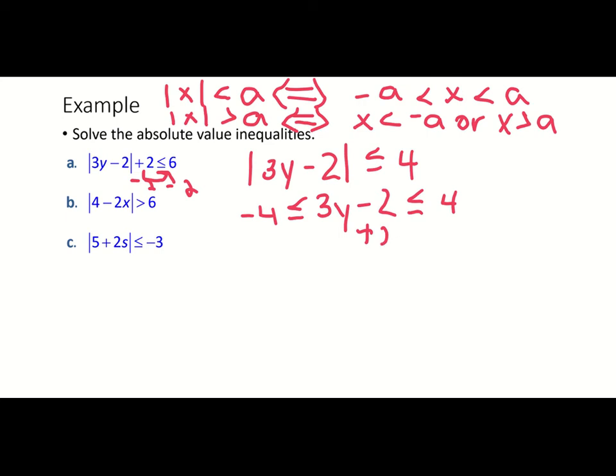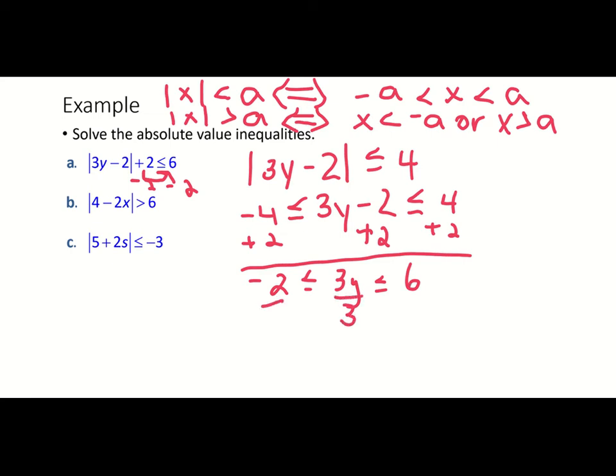So I will add 2 to both sides. And that is going to give me negative 2 is less than or equal to 3y, which is less than or equal to 6. And then we will divide everything, all 3 sides, by 3. So negative 2/3 is less than or equal to y, which is less than or equal to 2.